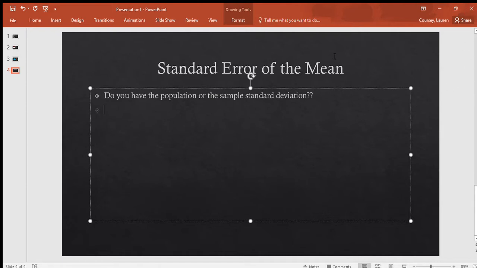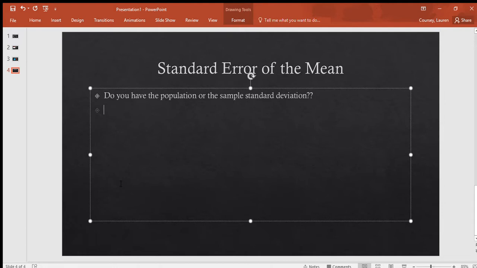Let's say that we do have the population standard deviation. I believe for most of your homework questions, maybe all of them, you are given the population standard deviation. But on your quiz, you will have a question in which you're specifically told this is a sample standard deviation. You're using a sample to estimate the standard deviation. And so that formula and those calculations will be a little different.